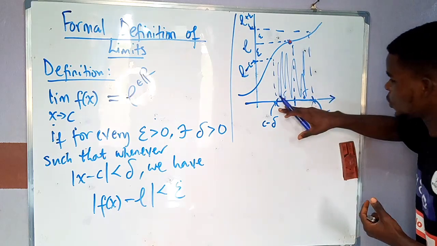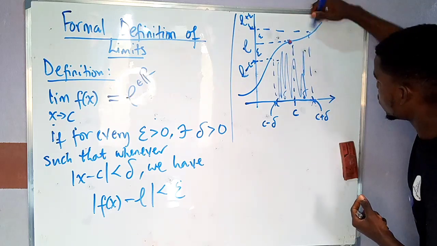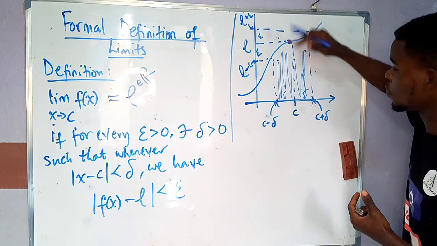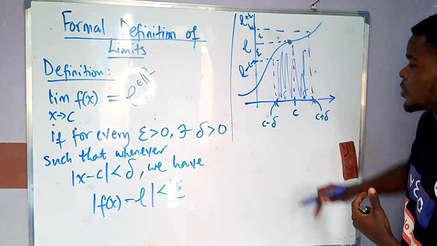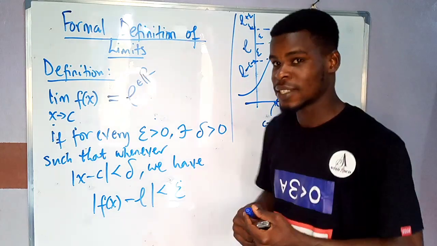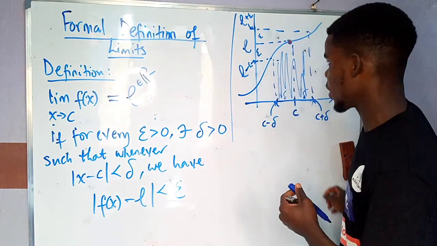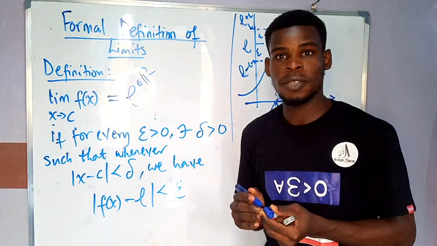So whenever we pick a result here, the value is going to remain here. It will not get past this epsilon distance from L, above and below. Okay, so that is just it. And let's do an example. So I'll just clean this part and then I'll do a little example on that.